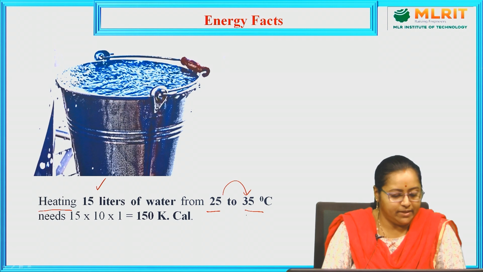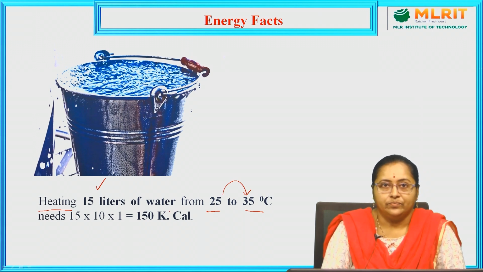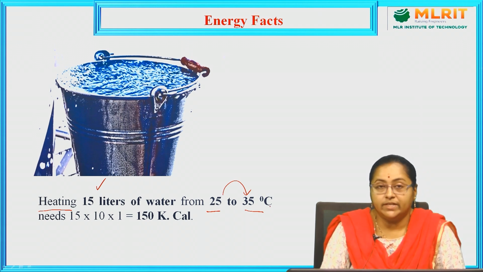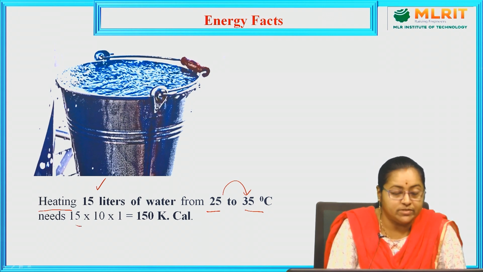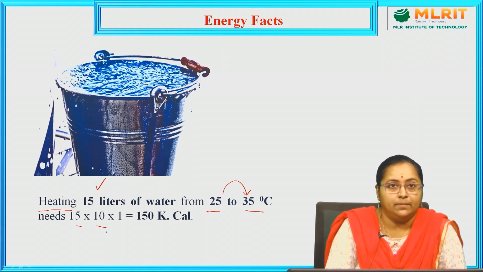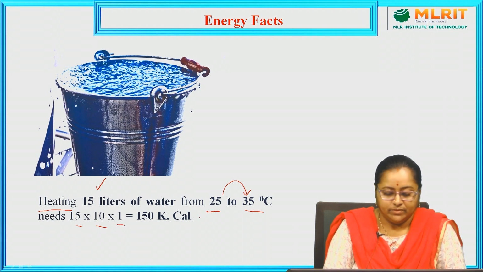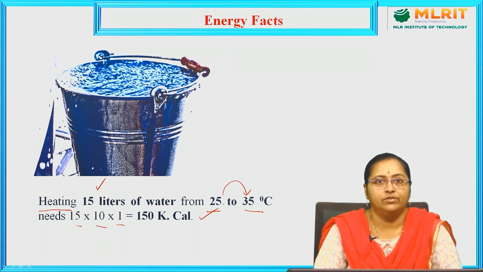So this can be done by heating. For that, how much energy do we need? For heating 15 liters, one bucket of water, from 25 degrees to 35 degrees centigrade, how much energy do I need? See here, the capacity of water is 15 liters, into 10 degrees centigrade rise that I want, so multiplied by 10, and for one bucket we are doing the calculation. So 15 into 10 into 1. We need almost 150 kilocalories of energy for heating 15 liters of water and increasing its temperature from 25 degrees centigrade to 35 degrees centigrade.